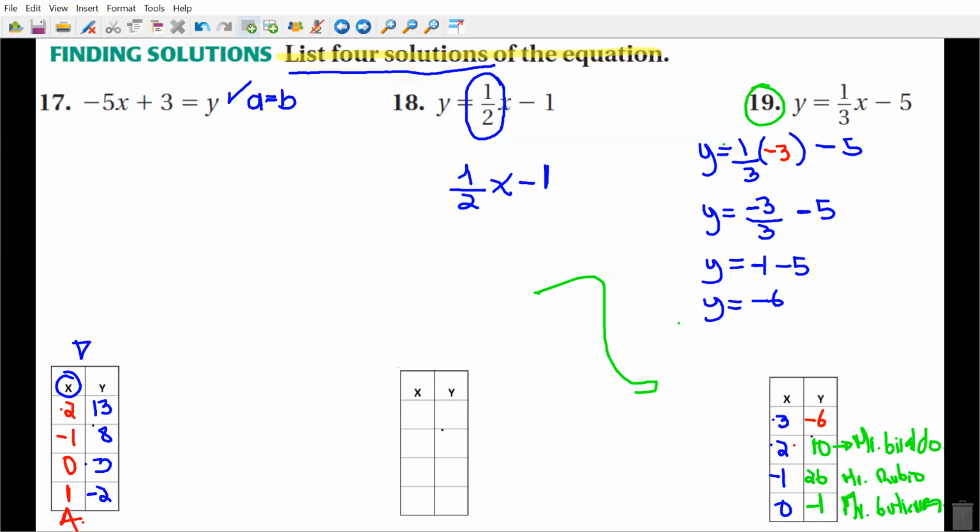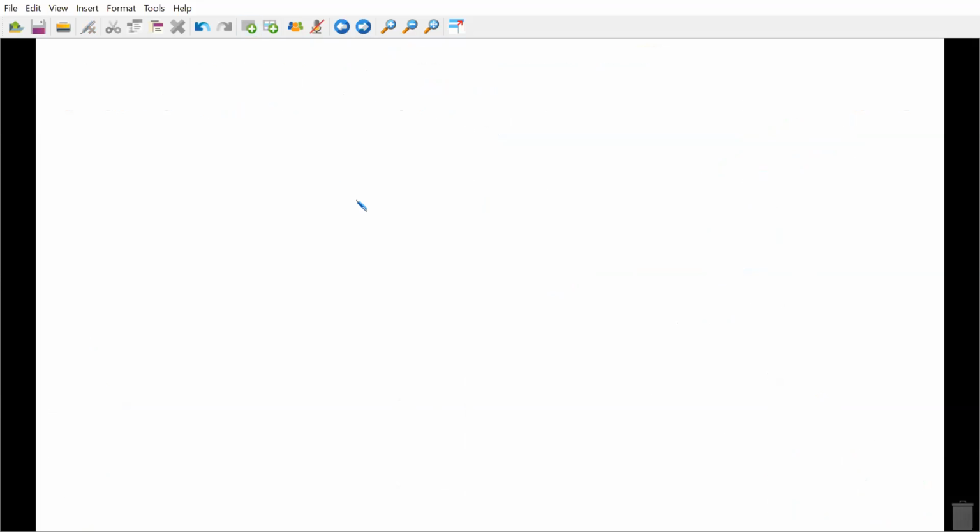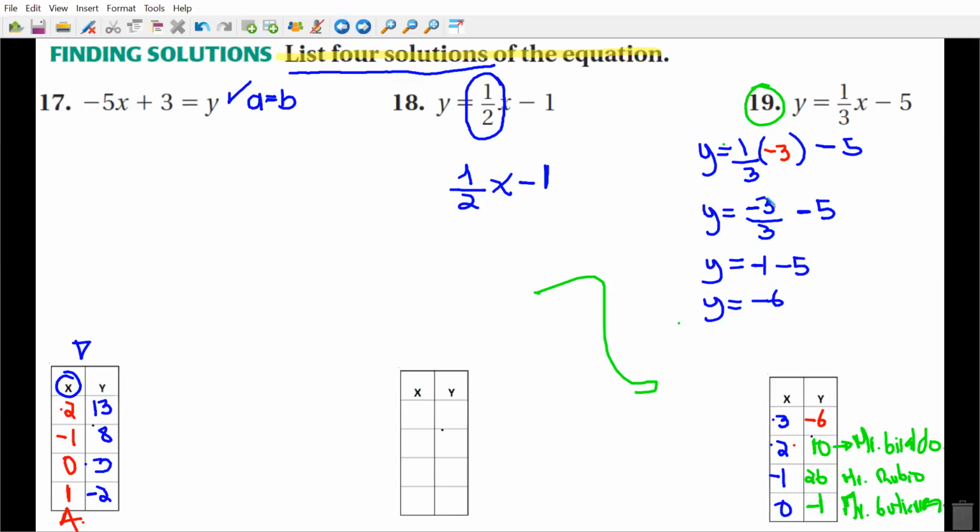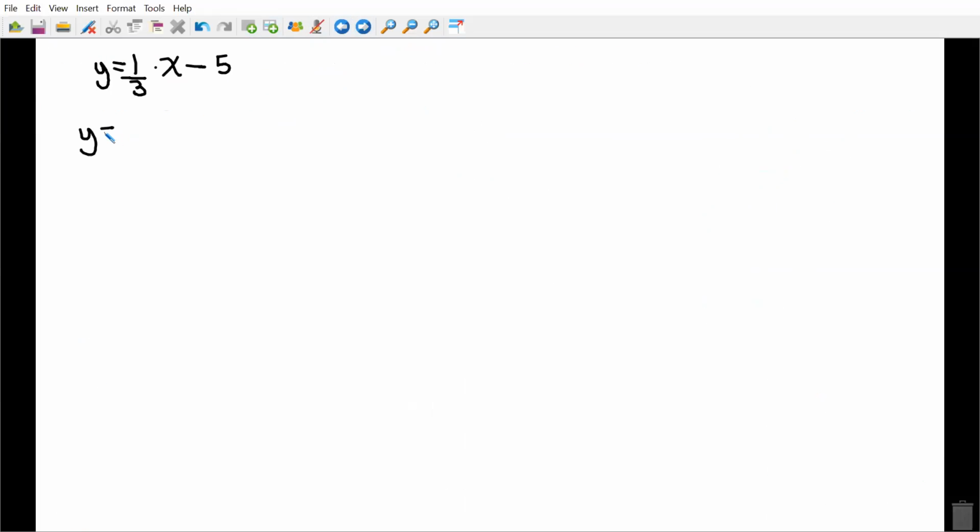Now, guys, I'm going to solve this exercise, 1/3 x minus 5, over here, just in case you have some doubts. I'm going to say y is equal to 1/3 times x minus 5. The first value I want to replace is the -3, but I already did that over here, so I don't want to use your time doing again the exercise I just did.